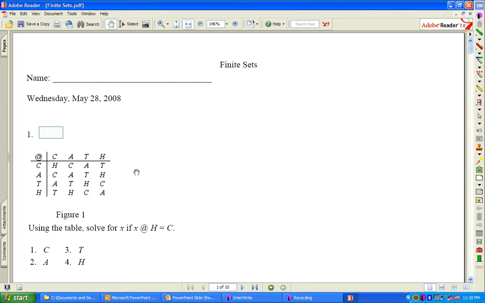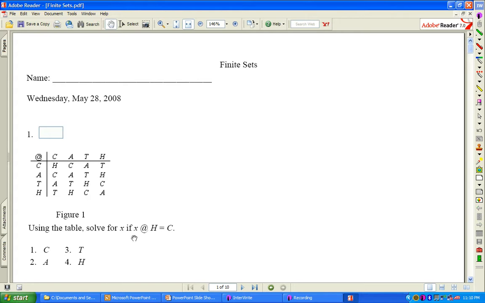Let's look at number one here. It says, using the table, solve for x if x at h equals c. Now the funny symbol here is just a set operation. Our set is defined as follows. We have the letters c, a, t, and h going up and down. The at symbol kind of works like an addition sign, multiplication, division, or subtraction sign. It's really an operation that's going on with the set. It takes one letter and possibly turns it into another.